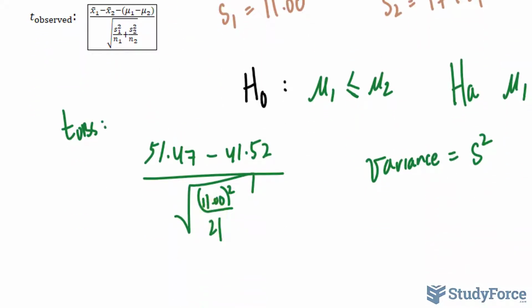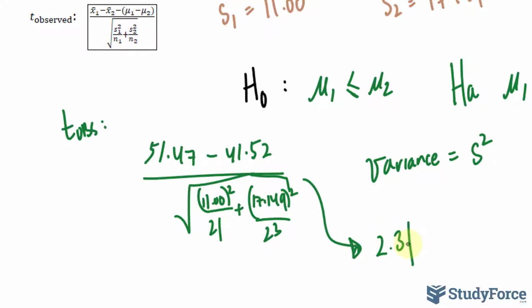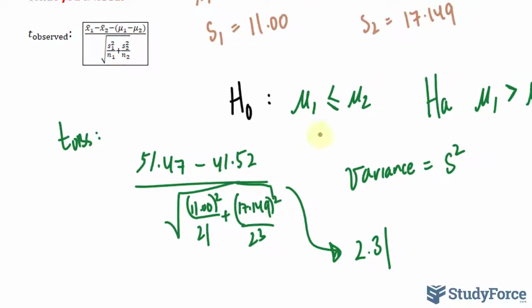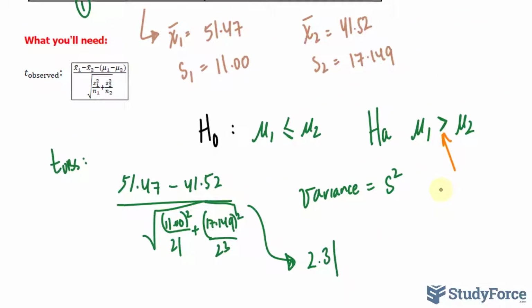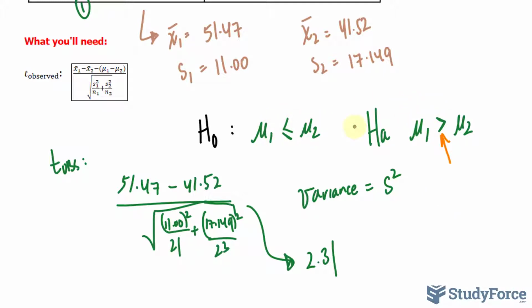N was 21 for that first treatment, plus 17.149. I'll just make this symbol longer. Raised to the power of 2 over 23. If you calculate this correctly, you should end up with 2.31. Also keep in mind that because this is our alternative where we are using these symbols greater than or less than, this will be a one-tailed test, specifically the upper tail. So over here.